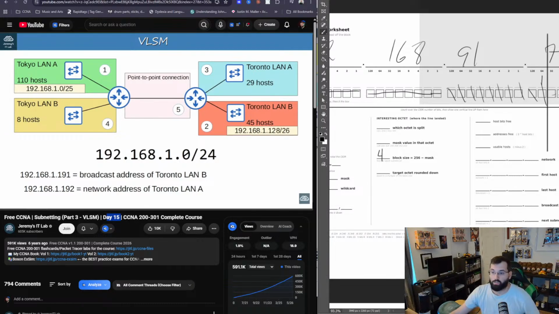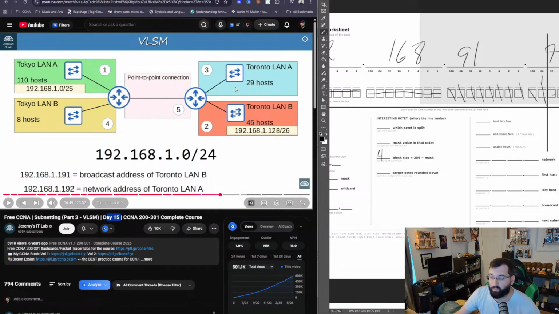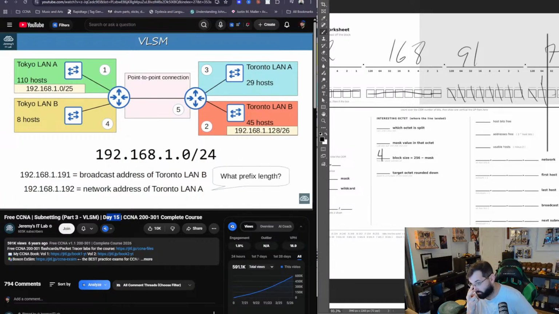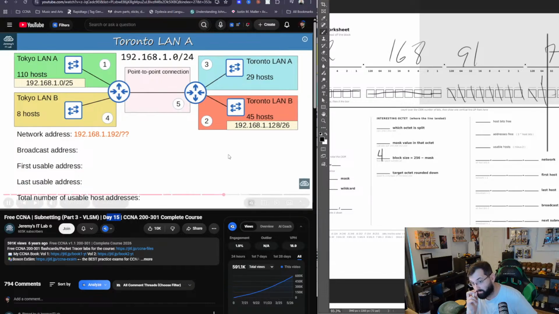So 192.168.1.192. So this is going to be 27, and then this is going to be 28. This might even be able to be 29. Is the network address of Toronto LAN A. Once again, though, we have to figure out what prefix length to use for Toronto LAN A. Let's do the same process as with the other LANs. Please pause the video now to find the remaining information.